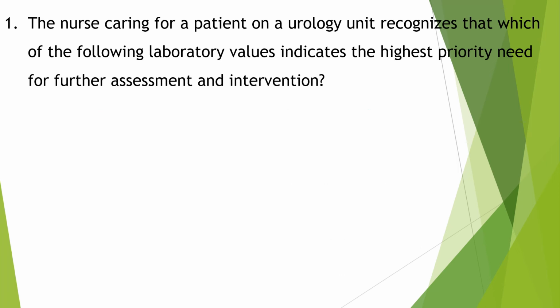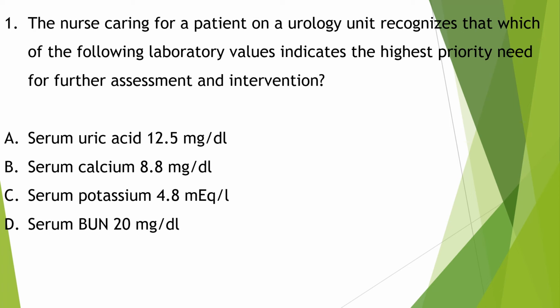The nurse caring for a patient on a urology unit recognizes that which of the following laboratory values indicates the highest priority need for further assessment and intervention: serum uric acid 12.5 mg per dL, serum calcium 8.8 mg per dL, serum potassium 4.8 milliequivalents per liter, serum blood urea nitrogen 20 mg per dL.